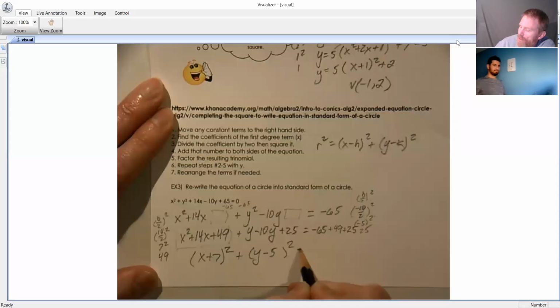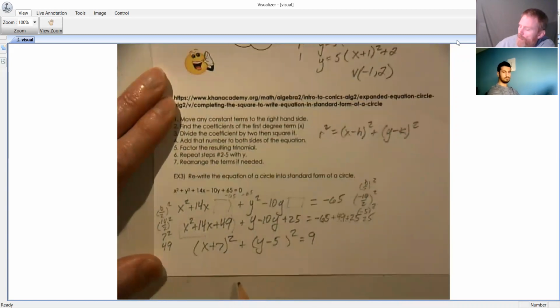And when we add these values together, we get negative 65, 49, and 25. That is 60 and 14, so 74. That's 9 away from this. So 9. So the center of your circle is going to be at negative 7, positive 5, with a radius that's equal to 3.